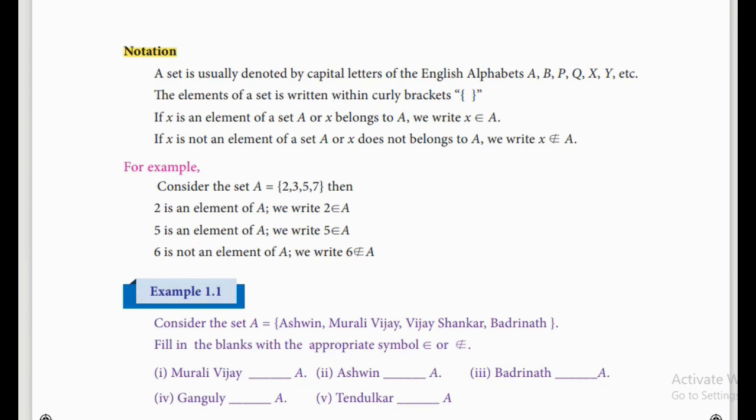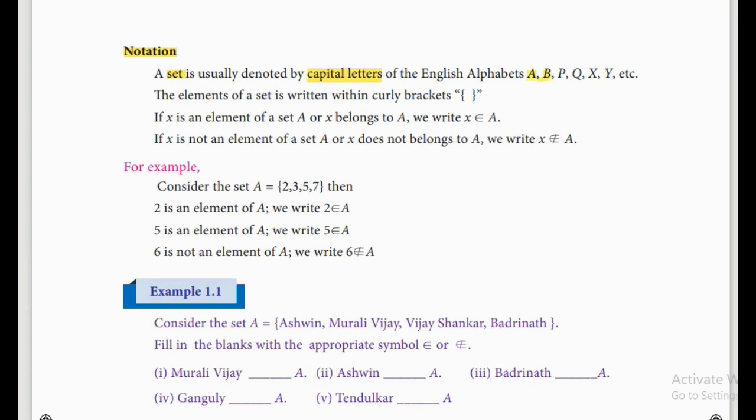Look at how we can express a set. We have a proper method to express a set. If you fail to do that, definitely you will get a wrong mark. So you should follow it properly. A set is usually denoted by capital letters. We should name the set with capital alphabets.